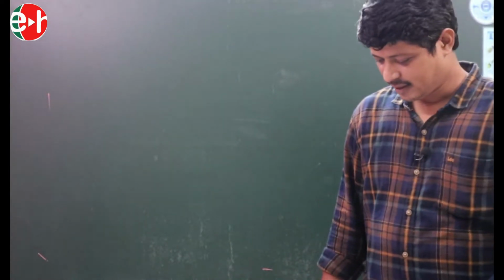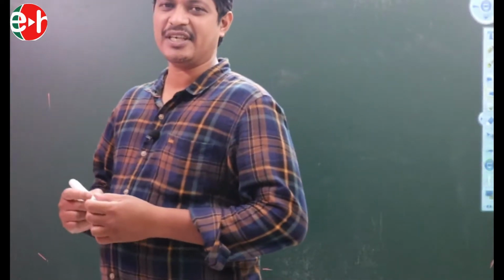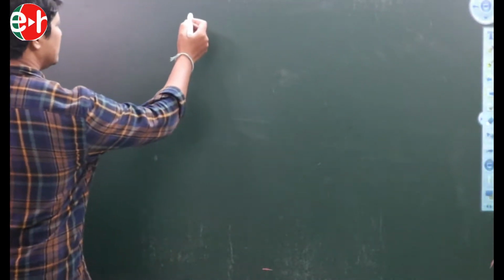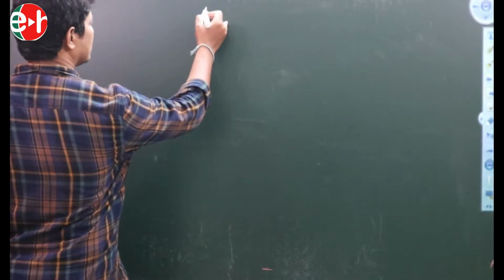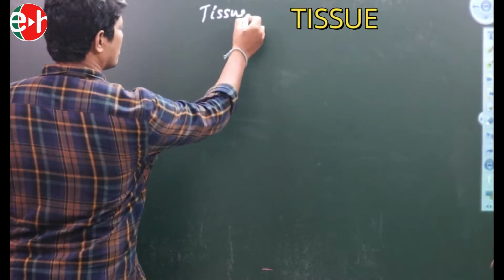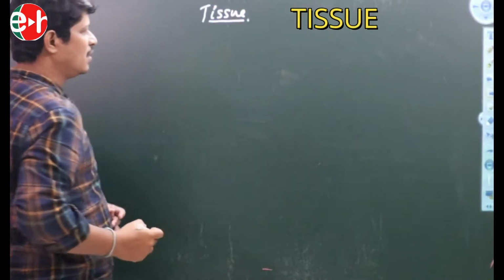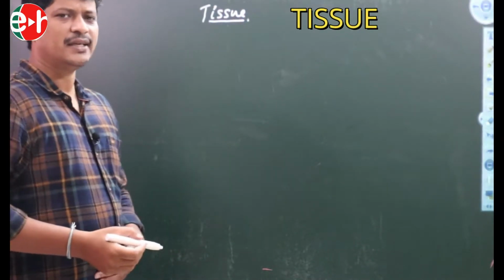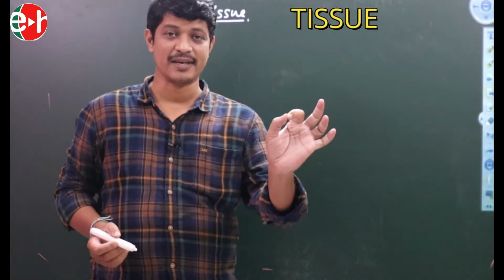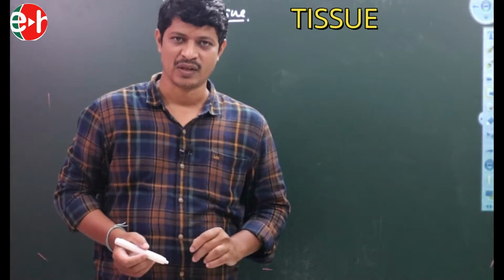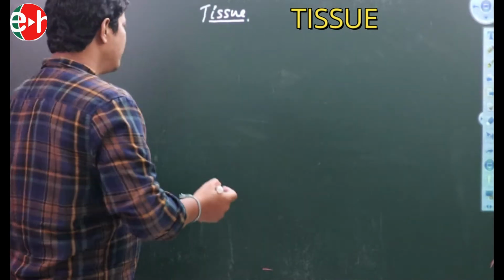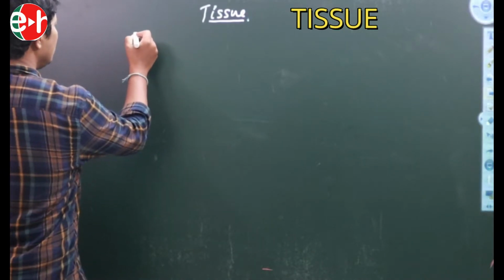Okay, this is the next topic, a very important topic for 9th class and 10th class students. That is tissue. Tissue, in simple words according to our textbook, means a group of cells which is functionally isolated. Those are called tissues.